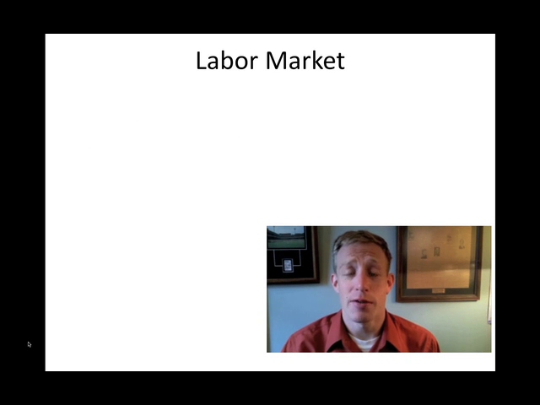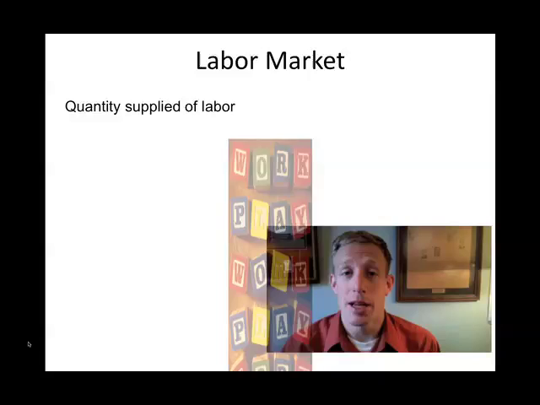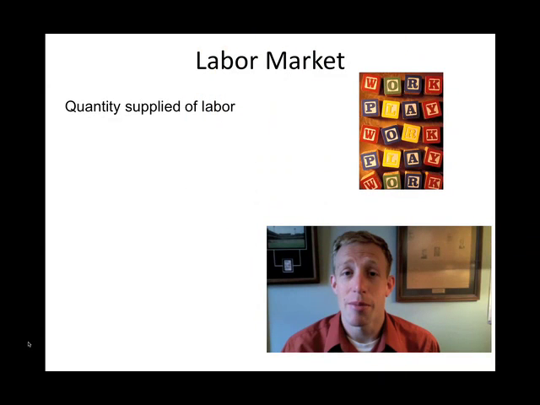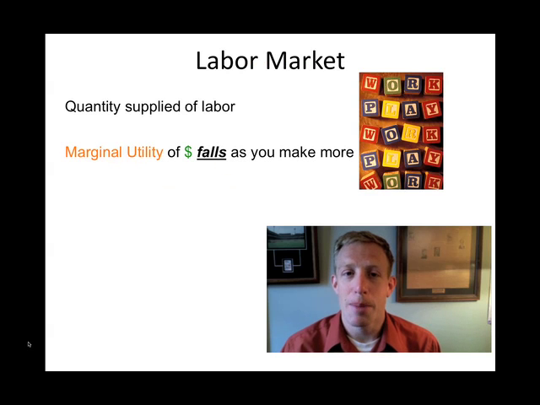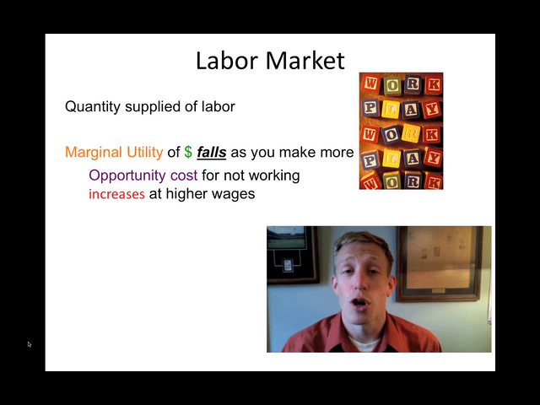The quantity supplied of labor is in large part determined by something we refer to as the labor-leisure debate. As you make more money, the additional happiness that you receive from that money tends to go down, and you would like to trade off labor for leisure. However, as the wage goes up, the opportunity cost for not working also goes up. So at higher wages, people are more inclined to sacrifice leisure, sacrifice playtime, if you will, in order to work more. And that gives us the upward slope of the labor supply curve.